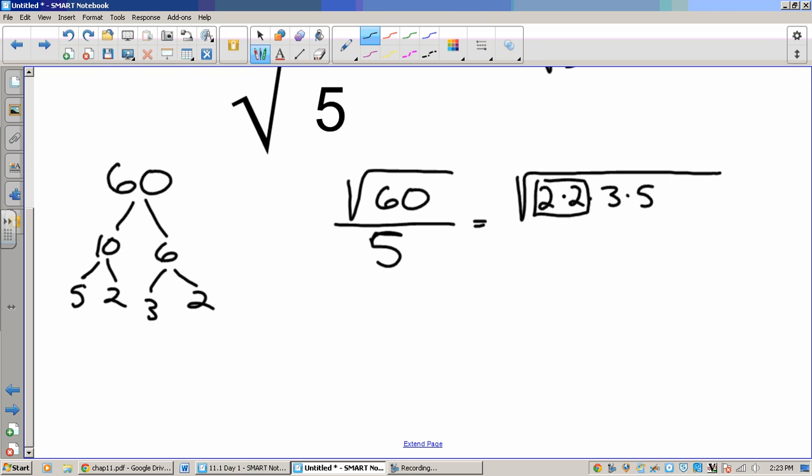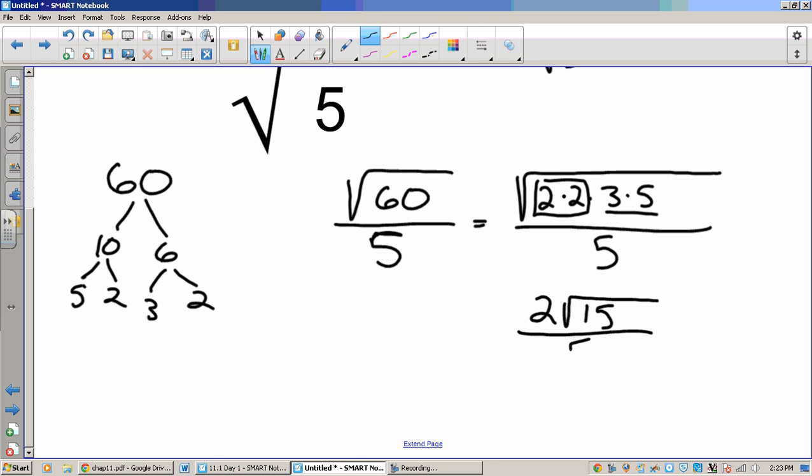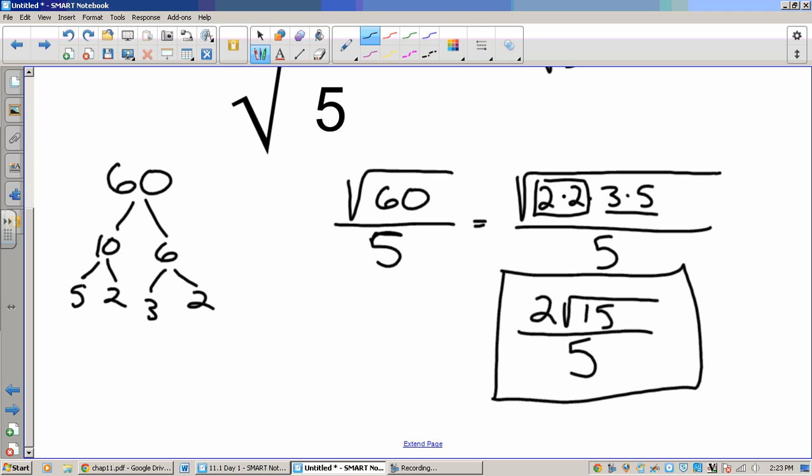I've got a pair there that I can pull out. 2 times 2 is 4. The square root of 4 again is 2. So I've got 2 radical 3 times 5 here. I can simplify that to 15 all over 5. So if you got that at home, you're right on track.